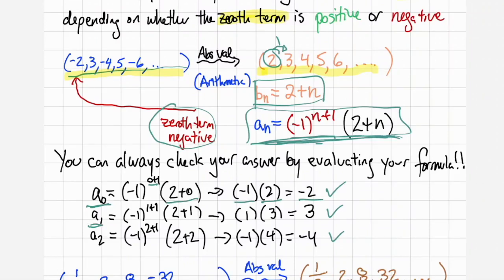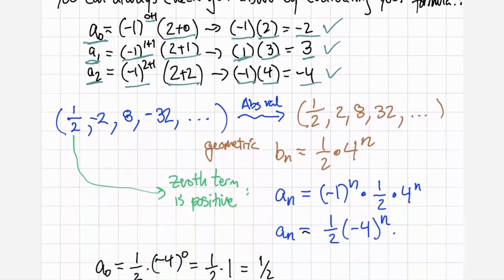When we plug in n equals 1, we get negative 1 to the 1 plus 1 times 2 plus 1, which is positive 1 times 3, which is 3. And when we plug in n equals 2, we get negative 1 to the 2 plus 1 times 2 plus 2, which is negative 1 times 4, which is negative 4. And so these are matching the terms of our sequence, which reassures us that we have the correct formula for our sequence. Let's do one more example.